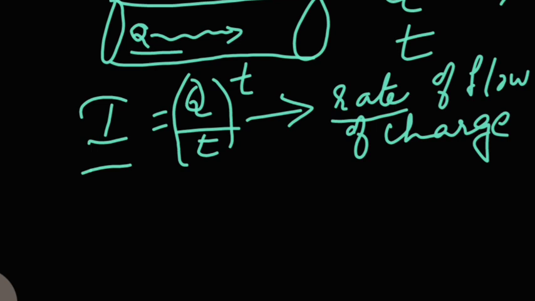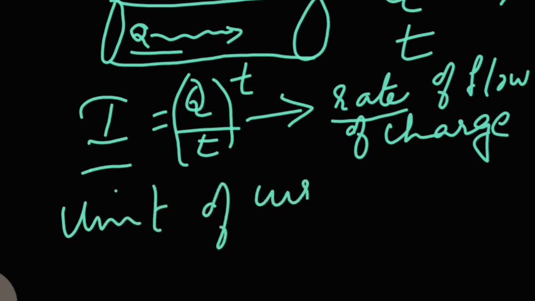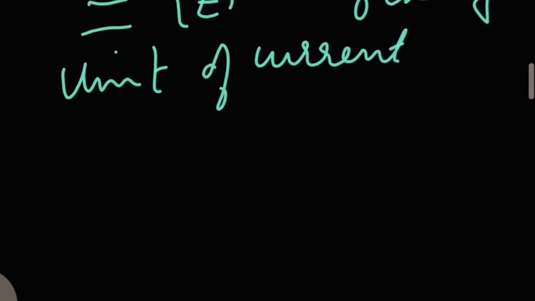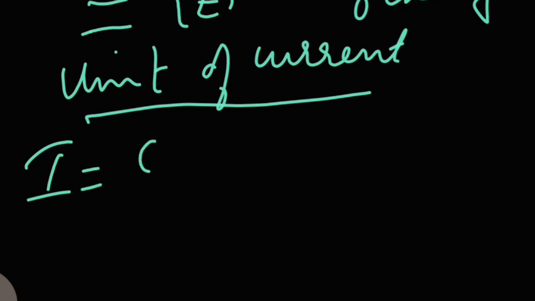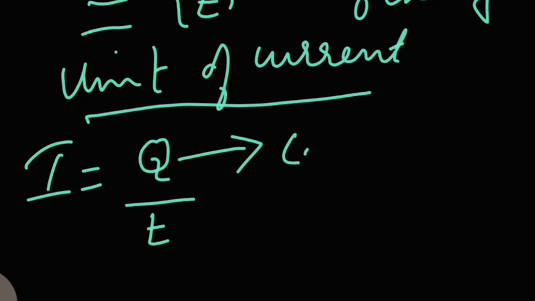Now let us see the unit of current. So I told you that current is equal to charge divided by time, or charge upon time. You know that the charge has a unit coulomb.